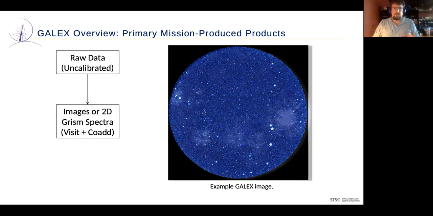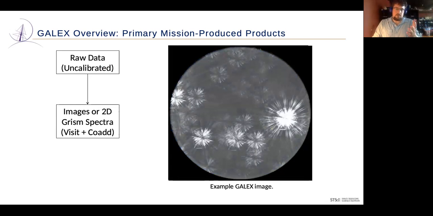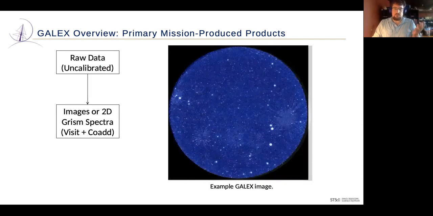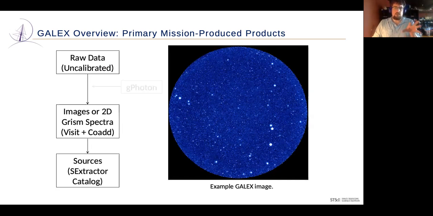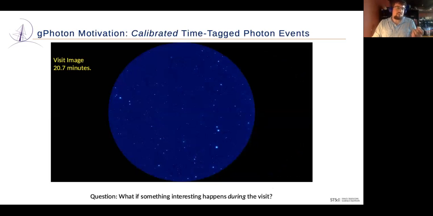There was also a GRISM mode, the slitless spectroscopy mode. But at the same time, we had photon data for the entire mission. So we had these time of arrival and position events at 5,000th of a second time resolution. And it occurred to me late in the mission that we could recalibrate the entire mission so that we could get to the actual photon events and create light curves of the sky at arbitrary time resolution.